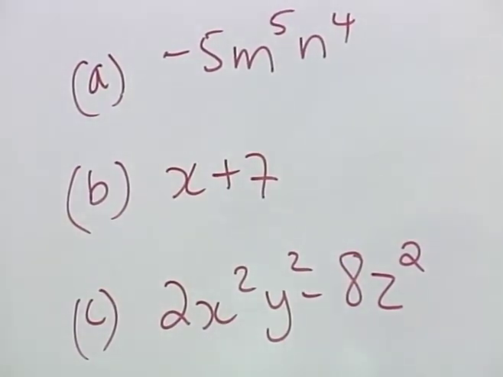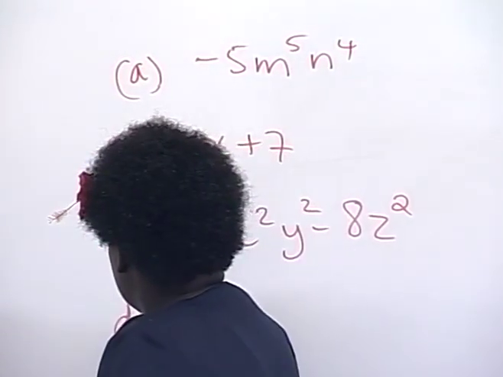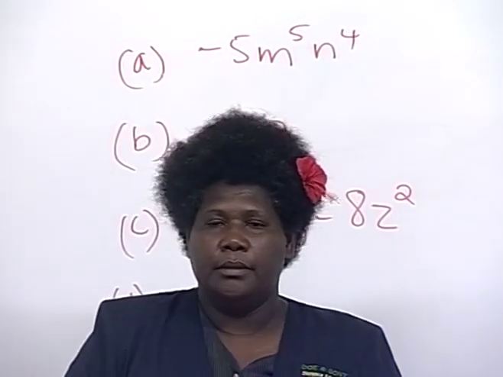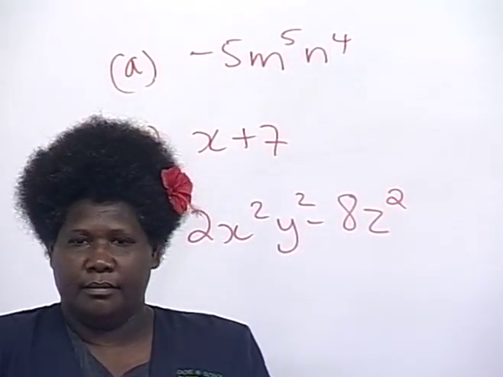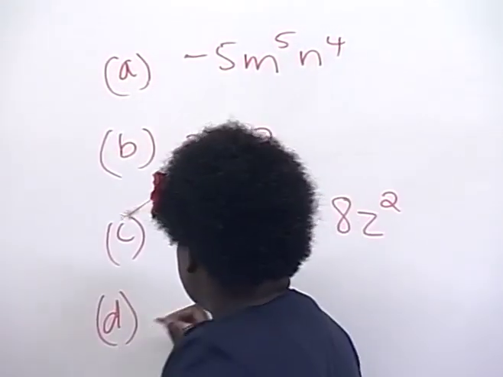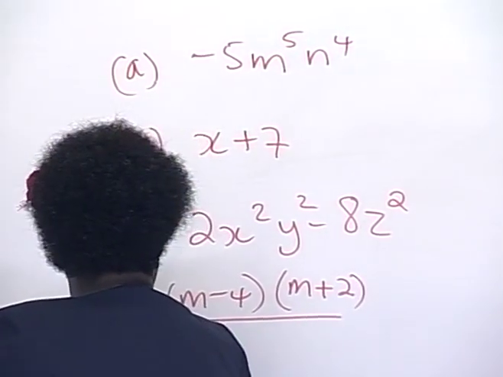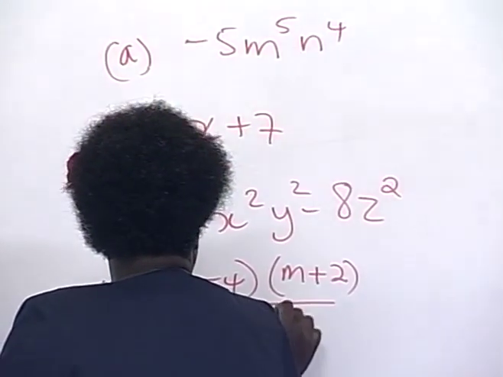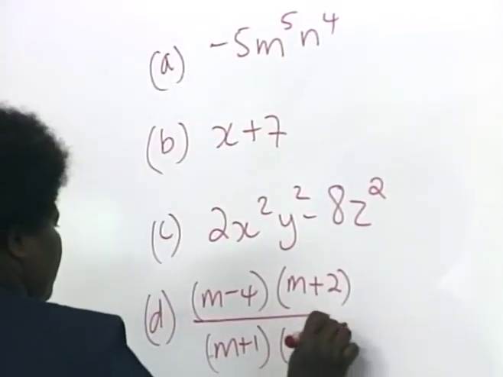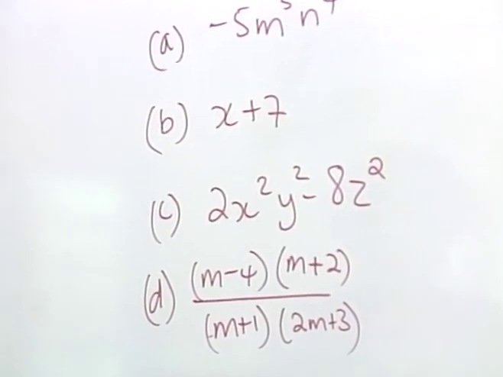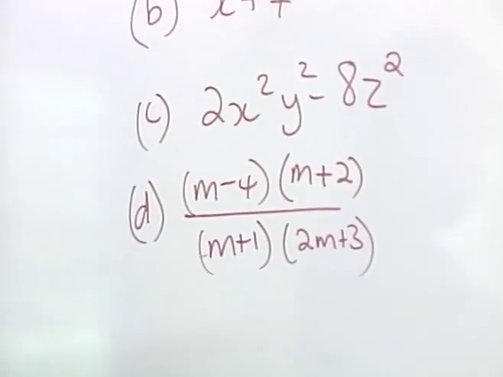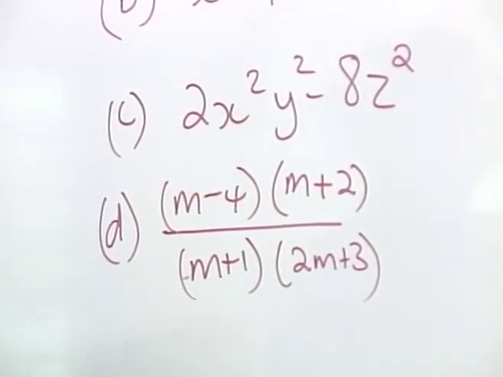Okay, letter D. M minus 4 times m plus 2 over m plus 1 times 2m plus 3. Okay, repeat. m minus 4 times m plus 2 over m plus 1 times 2m plus 3. Okay, correct. Any questions on this? Do you want me to go over it?